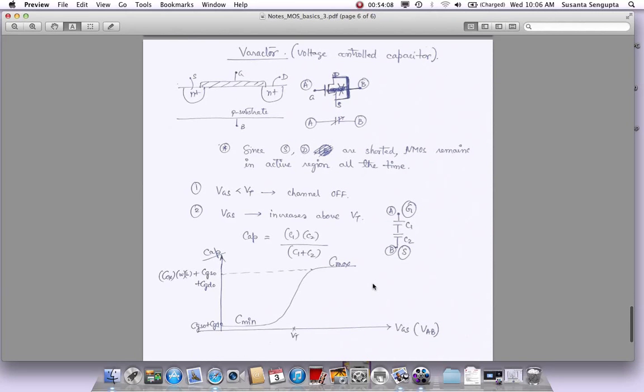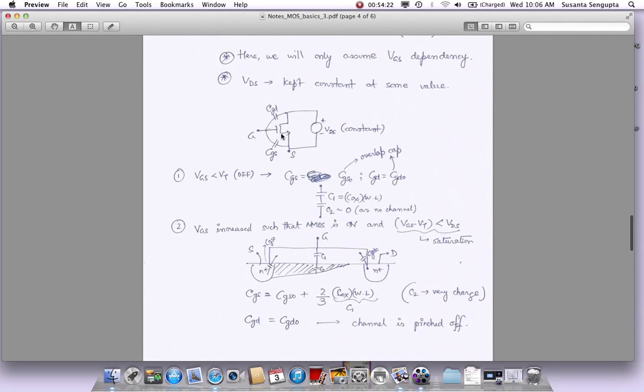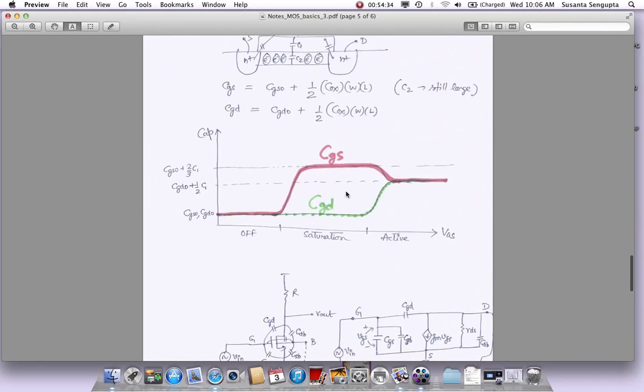Since we talked about capacitors, let me try to end this lecture here with the varactor. A varactor is a voltage controlled capacitor that we use. Remember what we talked about here: if you have this thing and you had a constant VDS, this is acting as a voltage controlled capacitor also. The capacitor from gate to drain and gate to source, if VDS was constant, would look like this. So this is indeed a voltage controlled capacitor. It is changing with voltage, right?